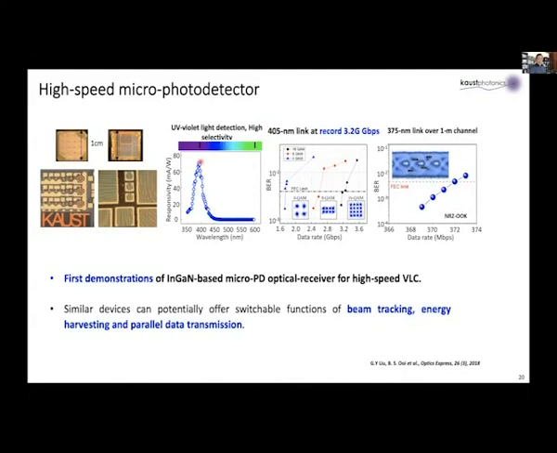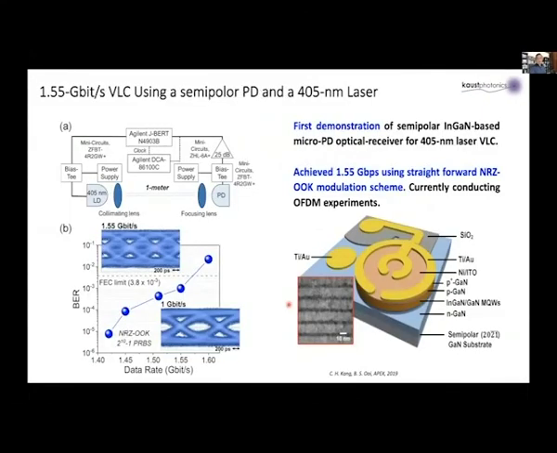In this case, we managed to get our 450 nanometer PD, that actually peaks at 450, to give us a 3.2 gigabit per second modulation.